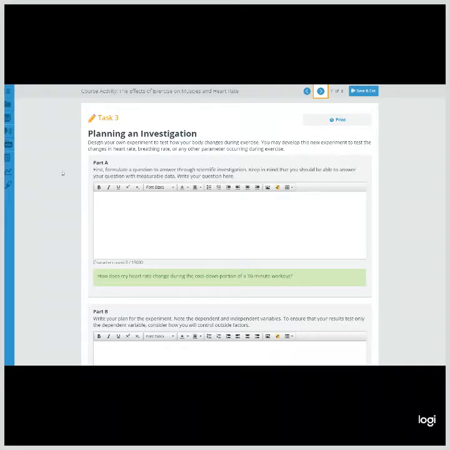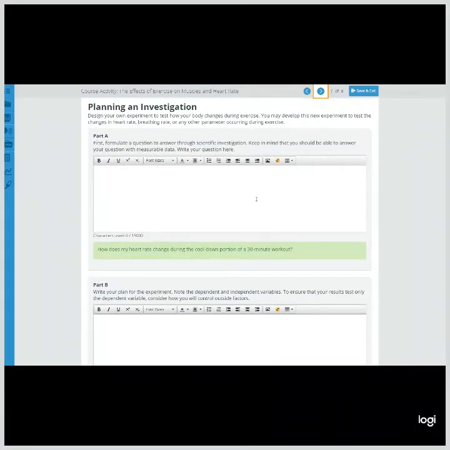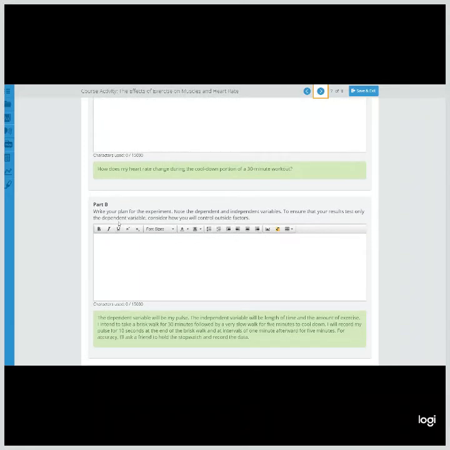So it could be as simple as, when I'm running, my heartbeat will increase up to 140 beats per minute. And that's really specific. Or the faster I run, the harder my heart will beat, which will increase my breathing and heart rate. So right here they put, how does the heart rate change during a cool down portion of a 30-minute workout?